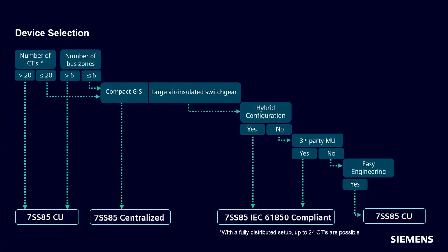Or, of course, you can every time shorten this decision matrix. You are the user of a 7SS52. You loved your 7SS52 systems and you want simply a successor of the 7SS52. Then you can go directly the same approach: okay, I want to have a successor of the 7SS52, and then you will immediately go and use the 7SS85CU solution.